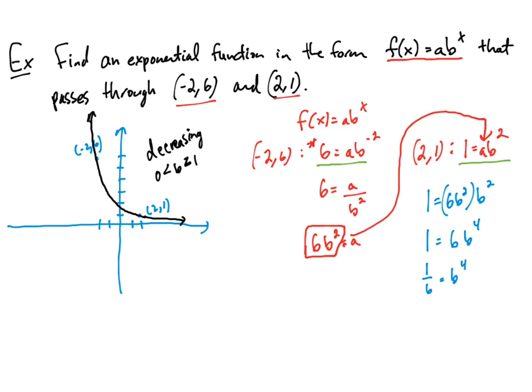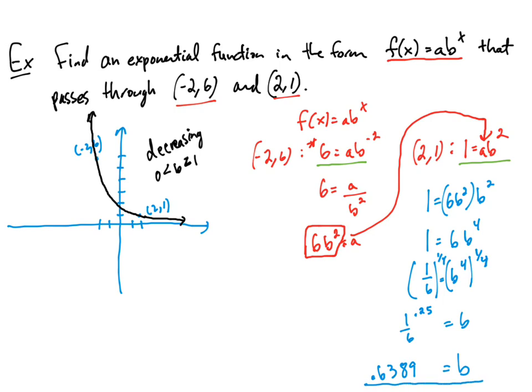and then we're going to need a calculator because we want to take the 4th root here, or raise both sides to the 1 over 4. This is the same thing as saying 1/6 raised to the 0.25. That's going to be equal to b. So we get a b value when we punch that into the calculator. We get about 0.6389. Okay, so that's the b value.